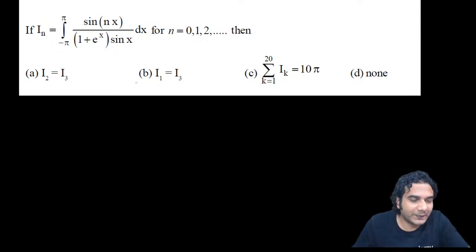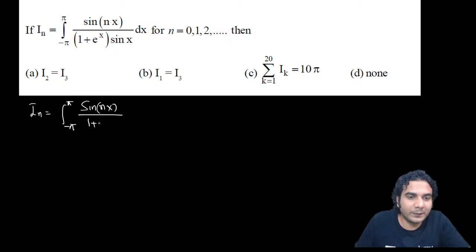All right, so let's solve it. So if you apply, In is equal to minus pi to pi sine of nx divided by 1 plus e raised to x, sine x. So you can see this is similar to the example we have done in the beginning, sine nx upon sine x. The only thing is 1 plus e raised to x is there, right?